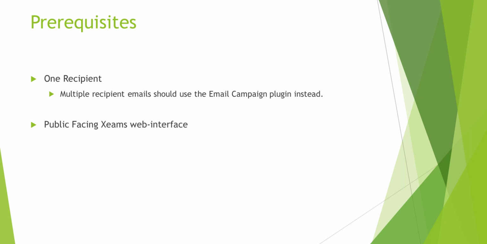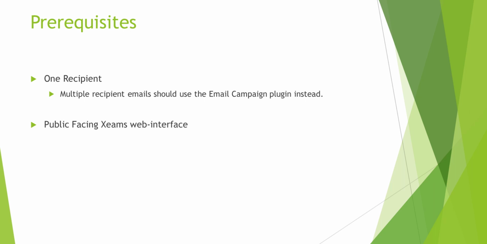Okay, so now that we've seen how this plugin works, let's set it up. First, there are two prerequisites. One, there should only be one recipient. When multiple users are specified, a receipt will be generated when the first user opens it. If you want to use this feature with multiple recipients, consider checking out the Email Campaign plugin instead.